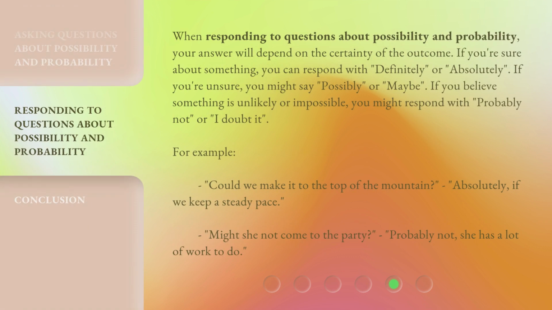When responding to questions about possibility and probability, your answer will depend on the certainty of the outcome. If you're sure about something, you can respond with definitely or absolutely. If you're unsure, you might say possibly or maybe. If you believe something is unlikely or impossible, you might respond with probably not or I doubt it.